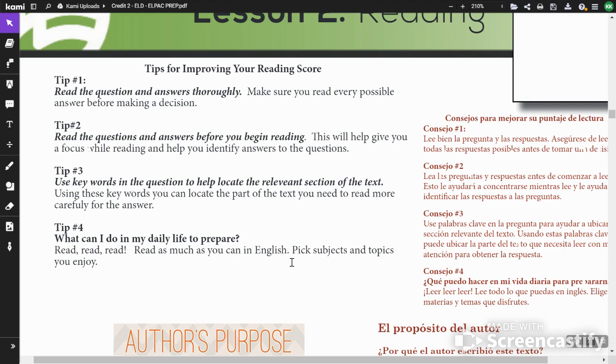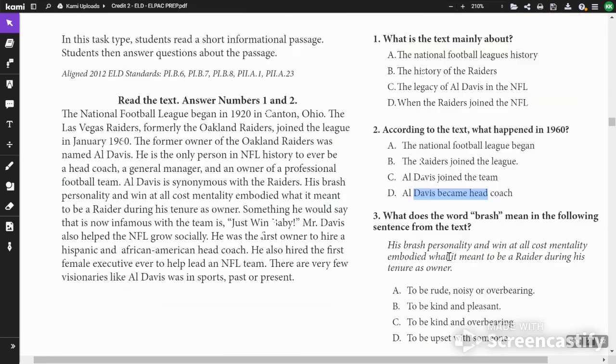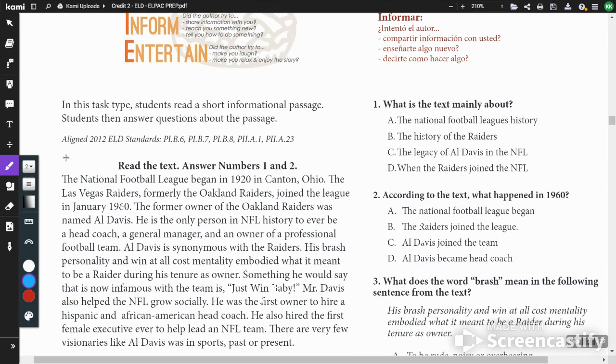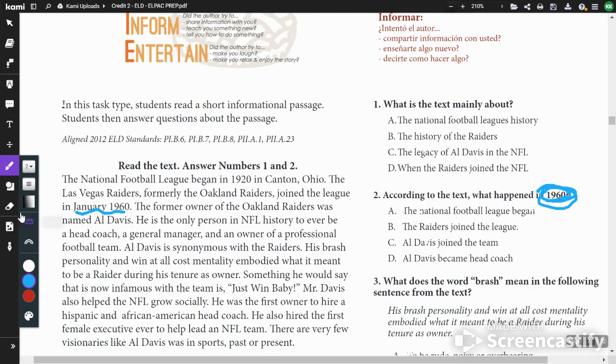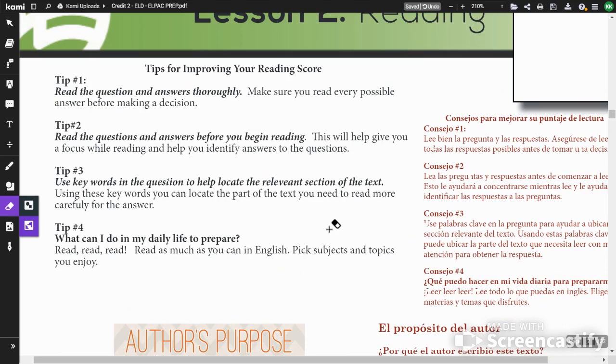Okay, tip number 3, use keywords in the question to help locate the relevant section of the text. So using keywords, you can locate part of the text you need to read more carefully for the answer. So let's take a look at this. Okay, here it asks, according to the text, what happened in 1960? So this is all going to be about 1960, which helps me come back over here. Hey, guess what? Right here's 1960. This lets me know that I need to reread this part again so that I make sure I answer it correctly. All right, so let's erase that.